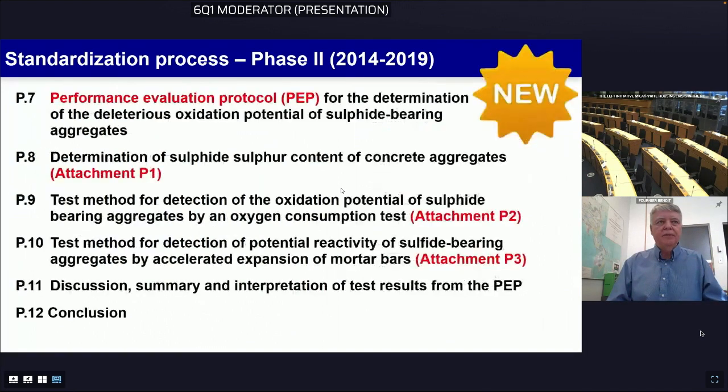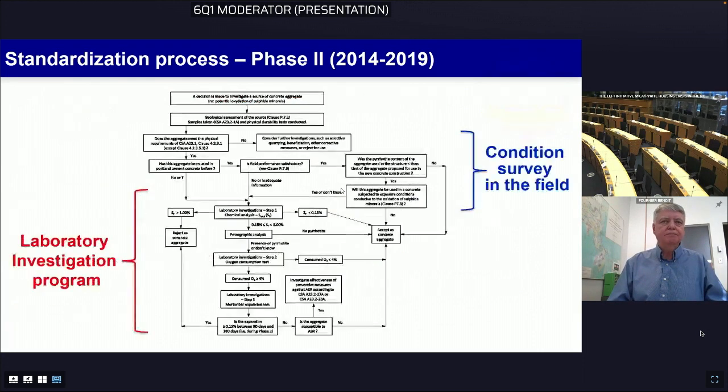Next slide, please. But we also incorporated the performance evaluation protocol that was developed through the PhD work of Dr. Rodriguez, and 3 test methods that allow to evaluate the potential reactivity of sulphide-bearing aggregates. Next slide, please. So this is the so-called protocol, which looks a bit complicated, but basically it involves a step-by-step approach to evaluate potential reactivity of sulphide-bearing aggregates through potential condition survey in the field and laboratory investigation program.